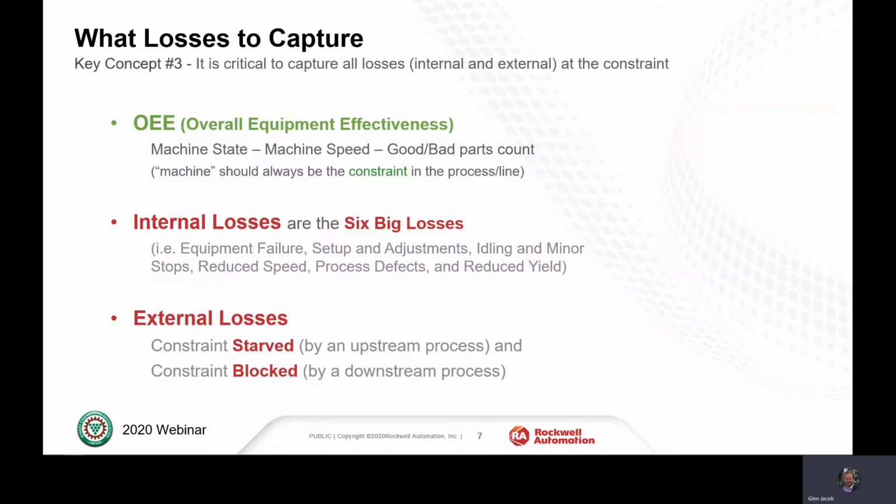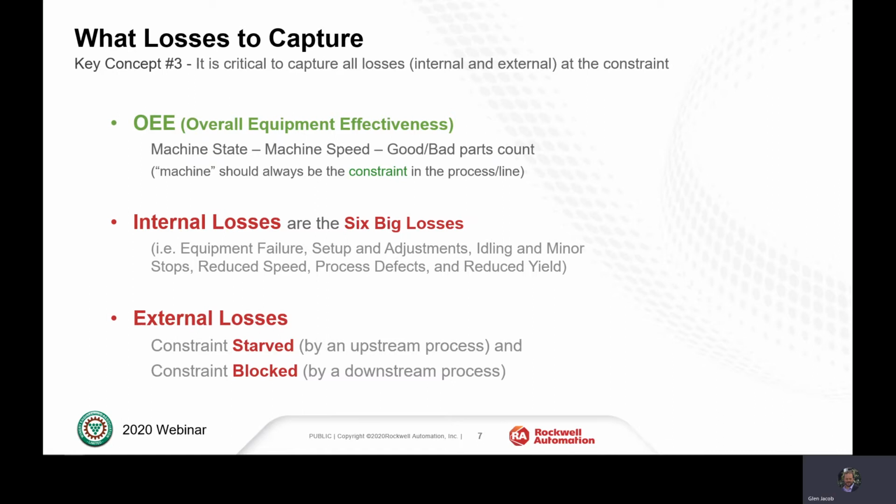The third concept is what data to capture and what losses to capture. The data is what you need to make up the OEE metric, and the losses are in 2 major categories: internal losses and external losses. The internal losses are the 6 big losses we talked about in the previous slide, but internal to the constraint or the filler, so all the things that can go wrong with the filler. And then the external losses are the losses external to the filler, so if it's starved upstream, or blocked by a downstream processor machine.